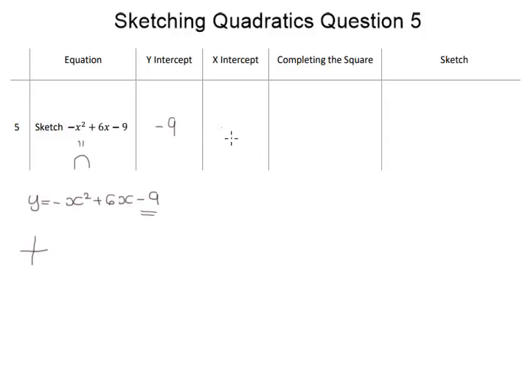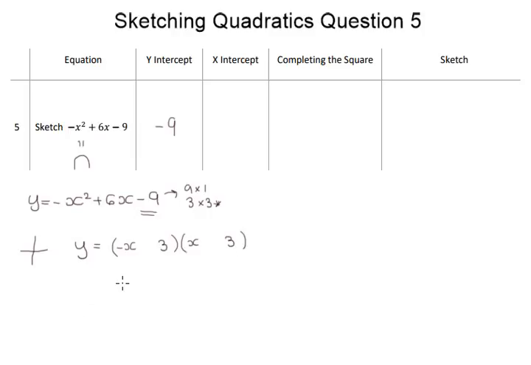The next step to find the x-intercept is we need to factorise this equation. So we know that we're going to have two brackets, and we know that we've got a minus x in one of them and an x in the other to give us our minus x squared. We also know that factors of 9 are 9 times 1 or 3 times 3. However, the only ones that have a connection to 6 are 3 and 3. So we know that we're going to have a 3 and a 3 in here.